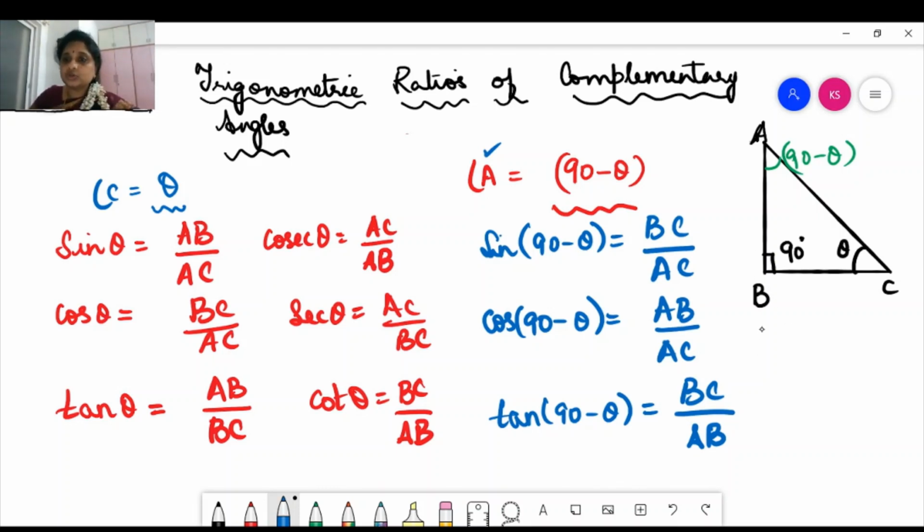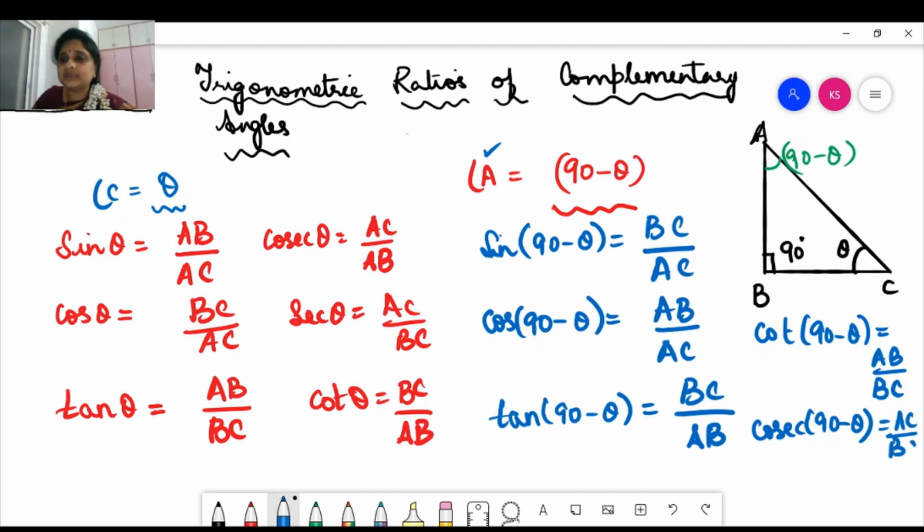So what is cot of 90 minus theta? Cot of 90 minus theta is the reciprocal of tan theta. That's going to be AB by BC. And then cosecant of 90 minus theta is going to be the reciprocal of sine of 90 minus theta. That is equal to AC by BC. And then secant of 90 minus theta is going to be the reciprocal of cos of 90 minus theta. That's going to be AC by AB.